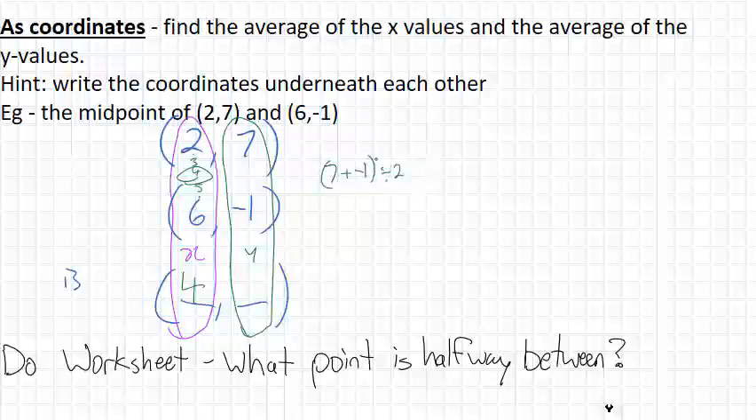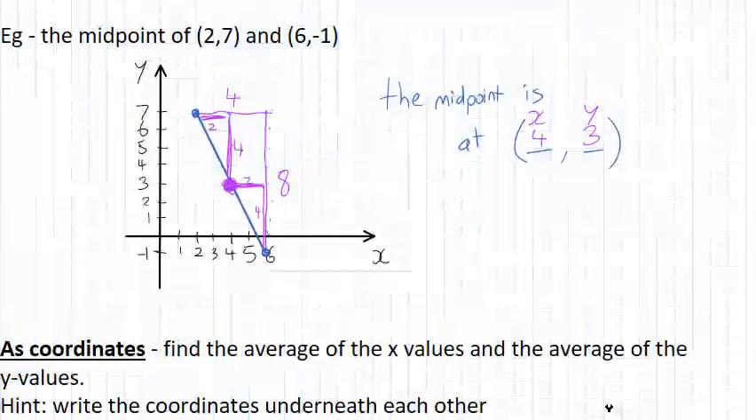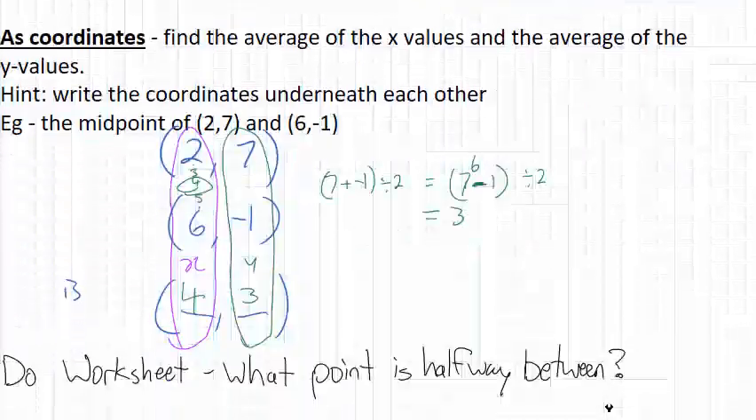divided by 2? Again, we could use a calculator if we had to, if we're going to use this method. Of course, 7 plus -1 is the same as just 7 take away 1. 7 take away 1 is 6. And if I halve that, divided by 2, I get 3. Is that the same answer, 4, 3, that we found off our picture? It is. It's 4 across and 3 up. So that's the exact same thing.